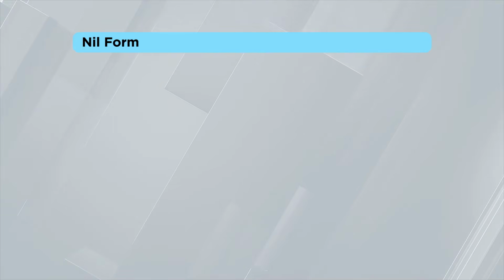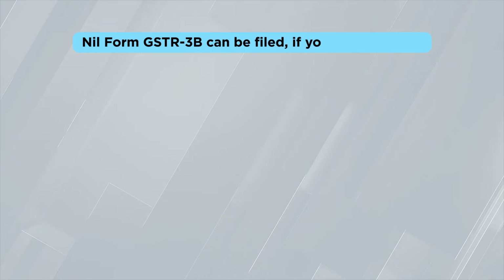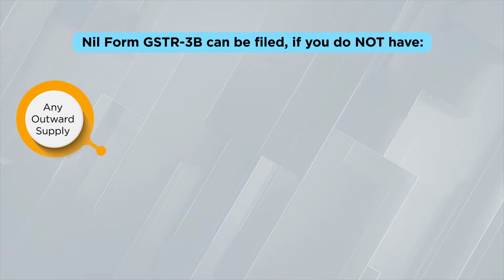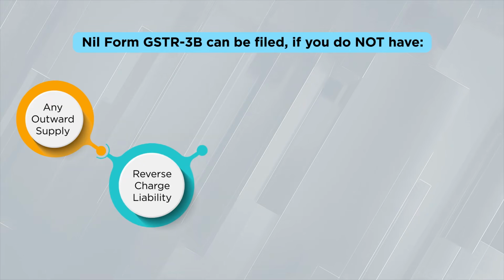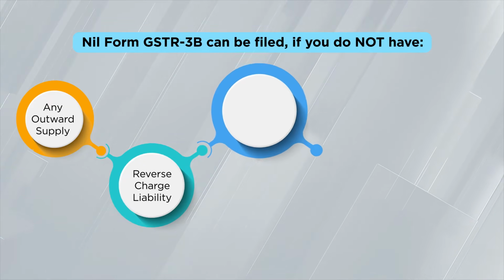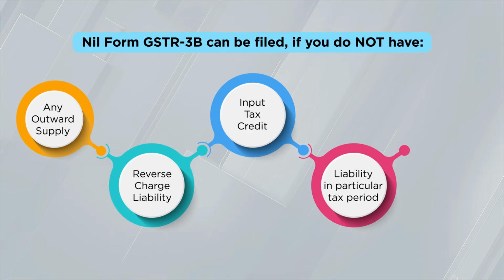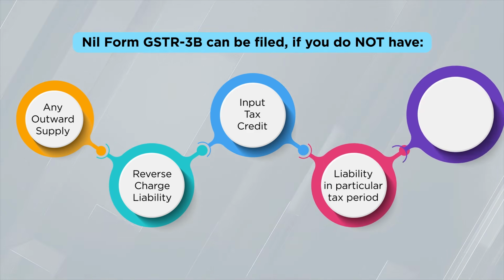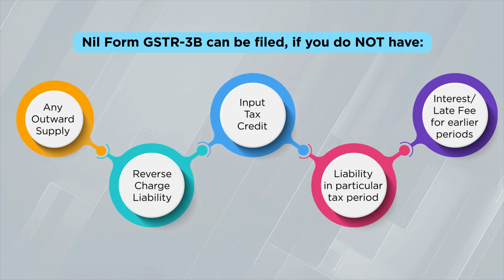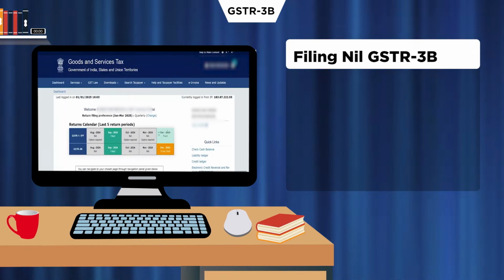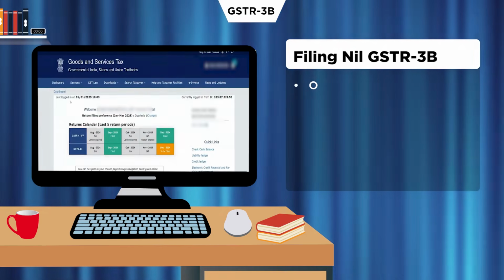Nil Form GSTR-3B for a tax period can be filed if you have not made any outward supply, do not have any reverse charge liability, do not intend to claim any input tax credit and do not have any liability for that particular tax period, and do not have to pay any interest or late fee for earlier periods. Filing a nil GSTR-3B return just takes a few easy steps to stay compliant.